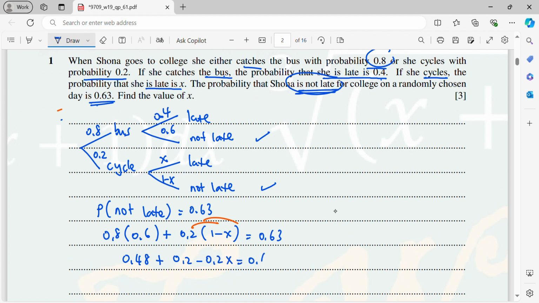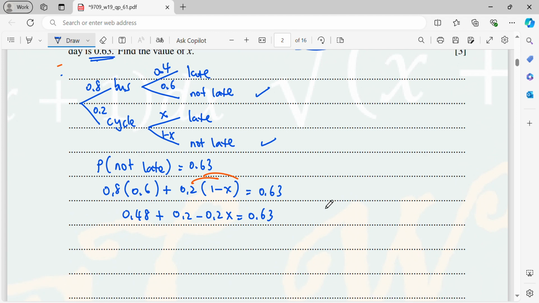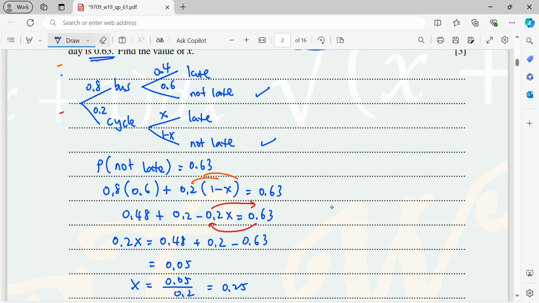Then equals 0.63. Now our purpose is to get the x, which means here I will move this negative 0.2x to one side and 0.63 to the other side. Then I rearrange: 0.2x equals 0.48 plus 0.2 minus 0.63. This is going to be 0.05. At last, your x is 0.05 divided by 0.2. That is going to be 0.25. So that is the solution of question number 1.